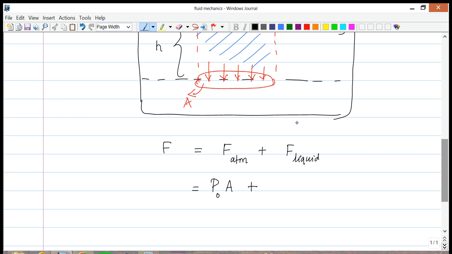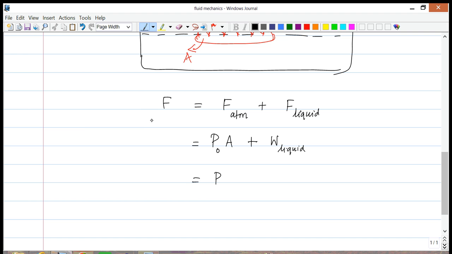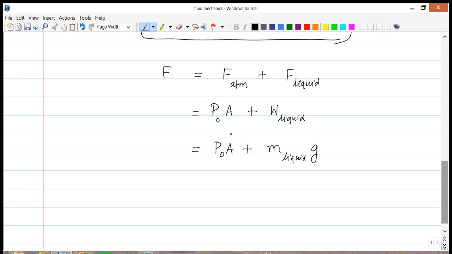Now, plus we'll find the force due to the liquid. The force due to the liquid is nothing but the weight of the liquid. So this is W, representing the weight of the liquid. Now we know how to find the weight. Weight is equal to the mass of the liquid multiplied by g. The first term remains the same. Now we want to ask, what is the mass of the liquid? Mass is nothing but the density of the liquid multiplied by the volume. So it is rho times V times g.